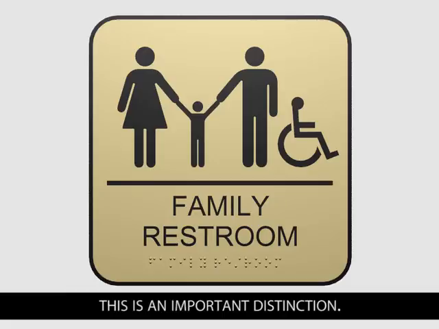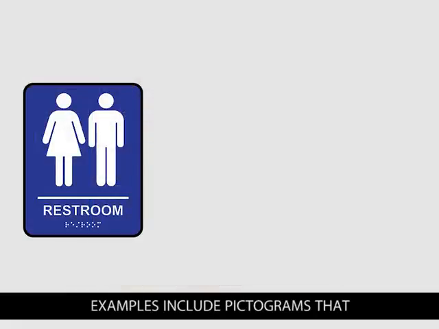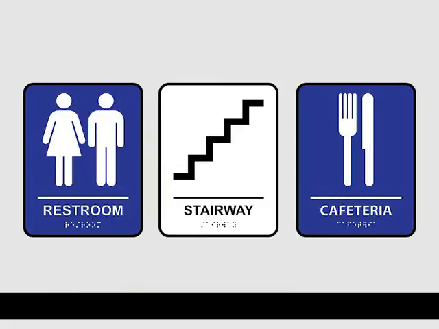This is an important distinction. Only those pictograms that identify a permanent room or space must be on a field at least 6 inches high and include tactile text descriptors. Examples include pictograms that label restrooms, stairways, and cafeterias.